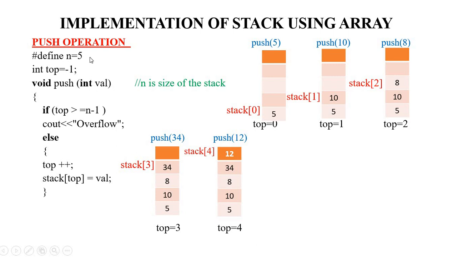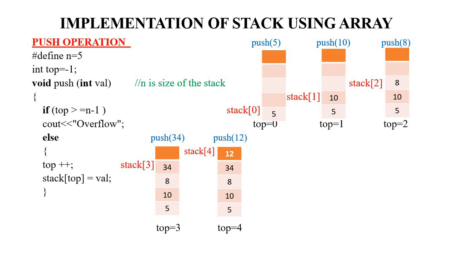So #define N 5, which means I'm defining the size of N, the size is 5. So in the main function I'll declare this array to be a stack of N, so stack of 5, which means the size of my stack is 5. So int top = -1. Initially the top value will be -1. So now let's enter into the push function.